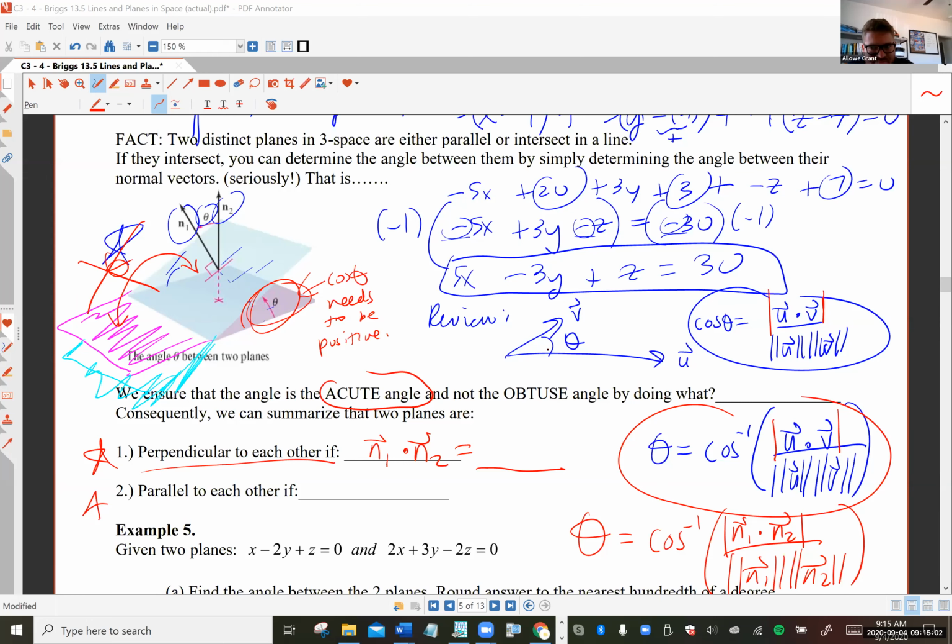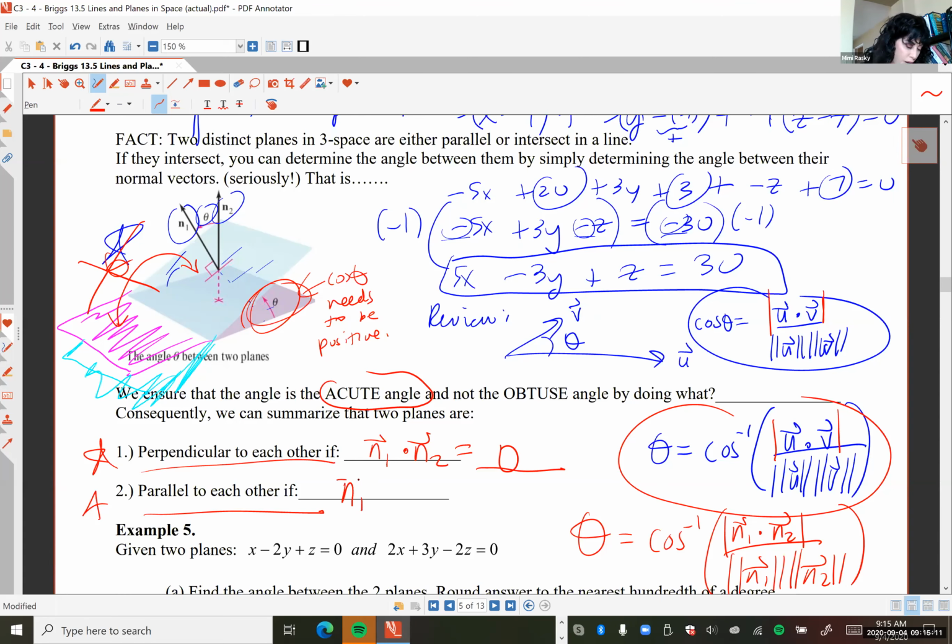0. Thank you. They're parallel if what? N1 is equal to a scalar multiple of the other. And it doesn't matter what order. You could also go, well, N2 could be a scalar multiple of the other one. Either would mean they are parallel.